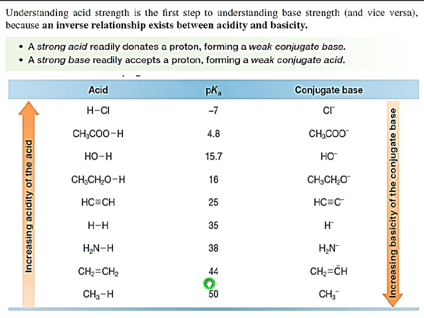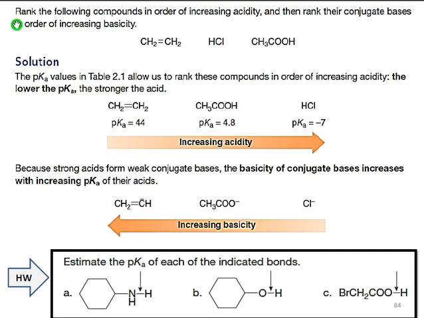And look at the related pKa values for all these acids. Take this example: rank the following compounds in order of increasing acidity, and then rank their conjugate bases in order of increasing basicity. That means if you have these acids, we must decide which one is stronger than the others. We look at HCl first, because the halogen has high electronegativity, so the hydrogen chloride is polar, and we have a partial positive charge on the hydrogen.